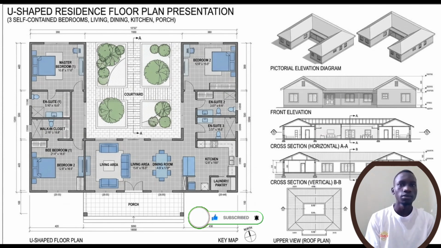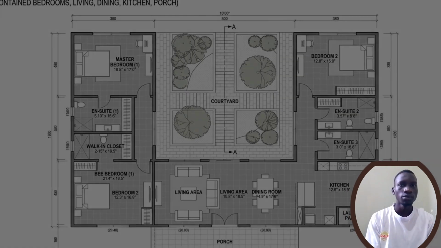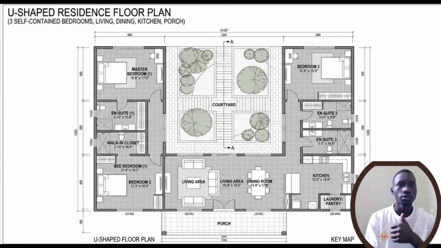Getting to the item, we're going to be looking at a U-shaped ground floor plan, as you can see in front of your screen. That's how a U-shaped plan looks. Our U-shaped plan of today has several rooms. We are going to be looking at each one of them as I mention them to you. So we're going to start with the master bedroom.